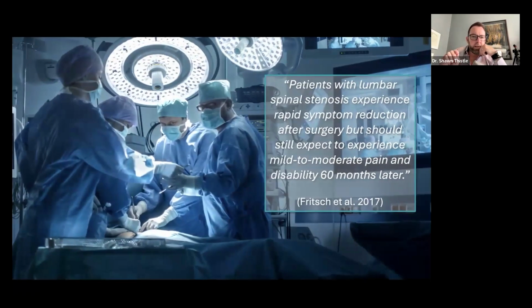And just to be clear, the surgical route doesn't have perfect outcomes. The patients have to understand and often have a choice to make. Like, do I want to do this? Because it's major surgery. They're opening your spine, they're shaving things away. They might have to put mechanical hardware in there to stabilize the area. And we know from the data that patients with lumbar stenosis often experience rapid symptom relief, and that's great, but should still expect to experience mild to moderate pain and disability 5 years later.